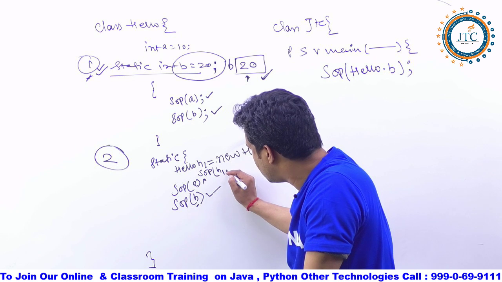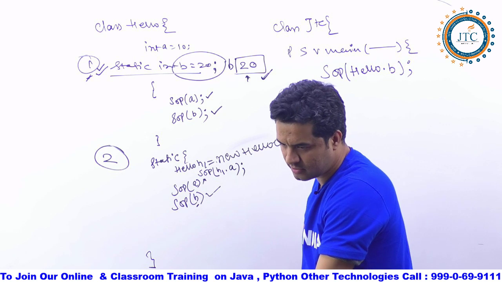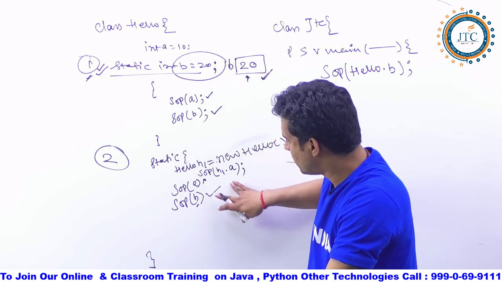H1 dot, I'll write here A. H1 dot A I am writing. Fine. SOP of H1 dot C.